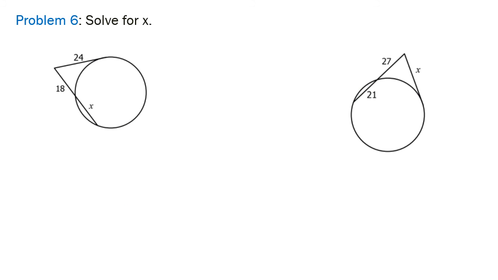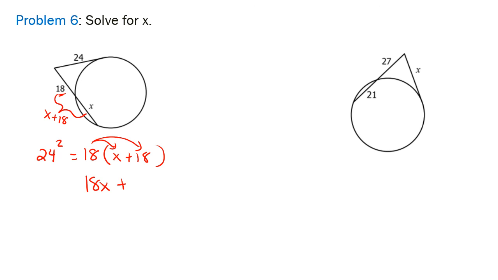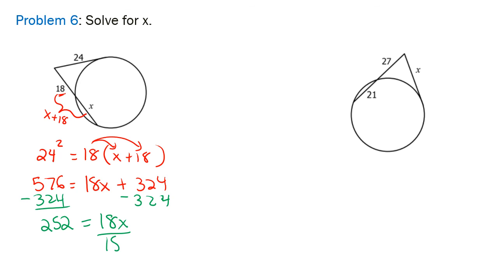So for this one, when you have a tangent line and a secant line, you take the tangent line, which is the 24, you square it, and you set it equal to the outside times the sum of the 18 and the x. So that's x plus 18. We're going to distribute. So we're going to get 18x. 18 times 18 is 324. We're going to square the 24 and get 576. And then we solve the equation. So we're going to minus 324. And we're going to get 252 divided by 18, which is just 14.